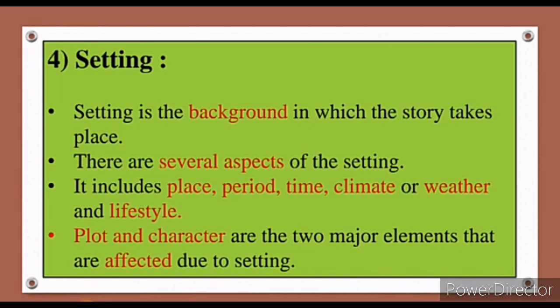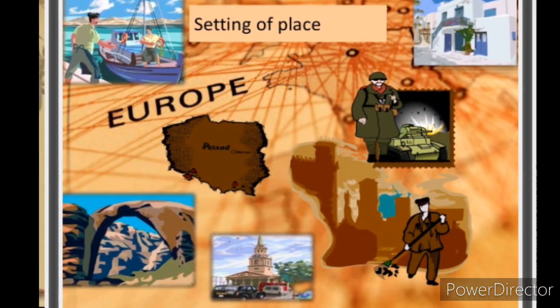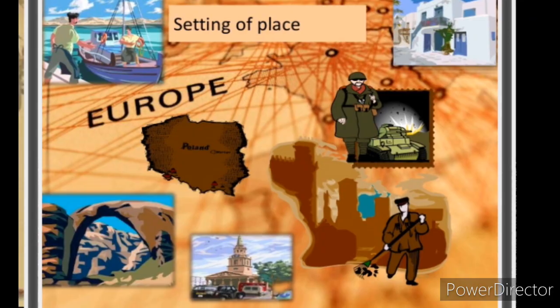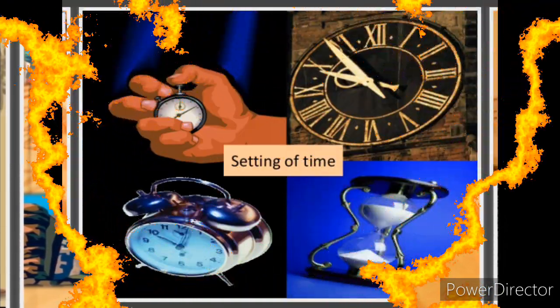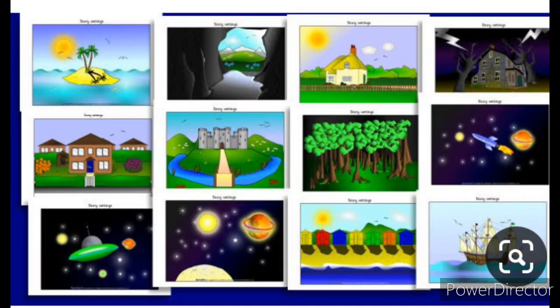There are so many types of setting aspects. One by one we will see. Place means the place where the main event is happening, where the characters are playing their role. Period means when it is: morning, evening, afternoon. Okay, that particular period of time. A period also means, for example, that it is a story of the 18th century, 19th century, or 20th century. That is time, we all know, it means when it is happening. When is the event happening, morning time, evening time.